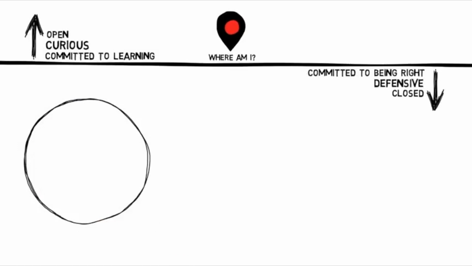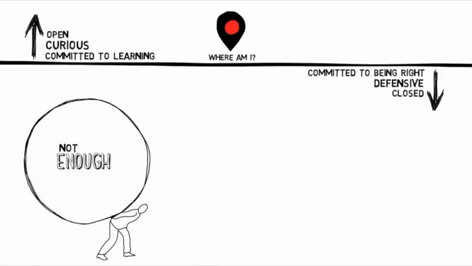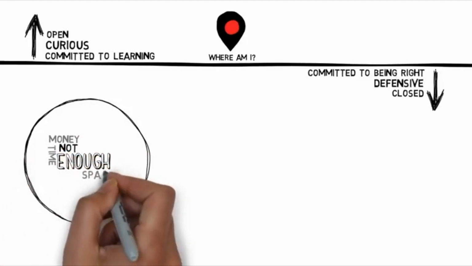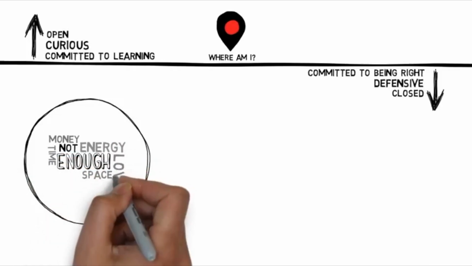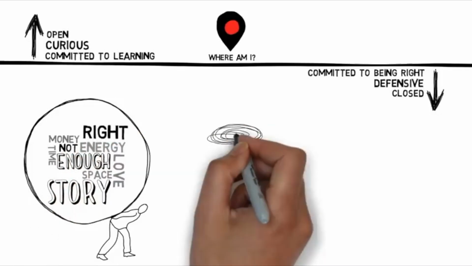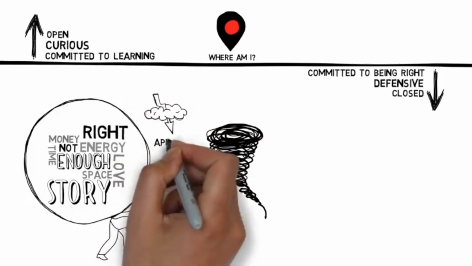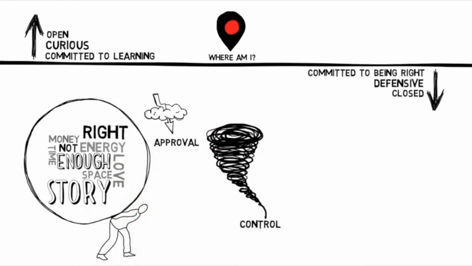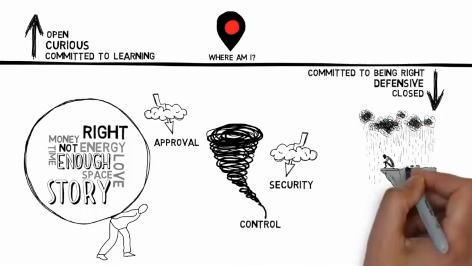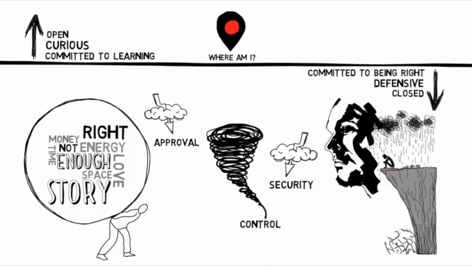Typically, when people are below the line, they believe certain things about the world. For example, they believe there is not enough. It could be that there's not enough money, or time, or space, or energy, or love. People below the line also believe that their story about the situation is right. People below the line also believe that there is a threat out there. Something or someone is threatening their desire for approval, control, or security. And people below the line see the situation as serious. The deeper below the line they are, the more serious things look.